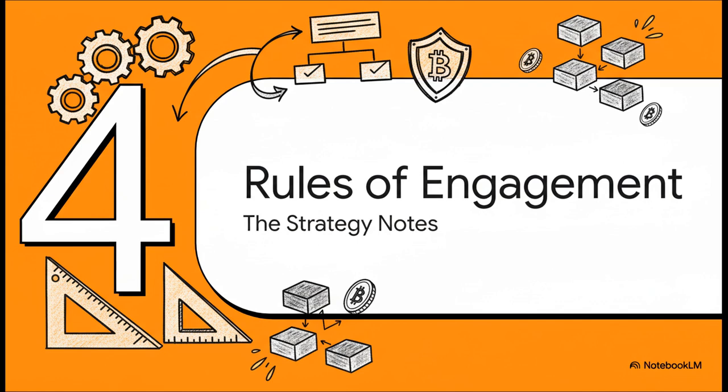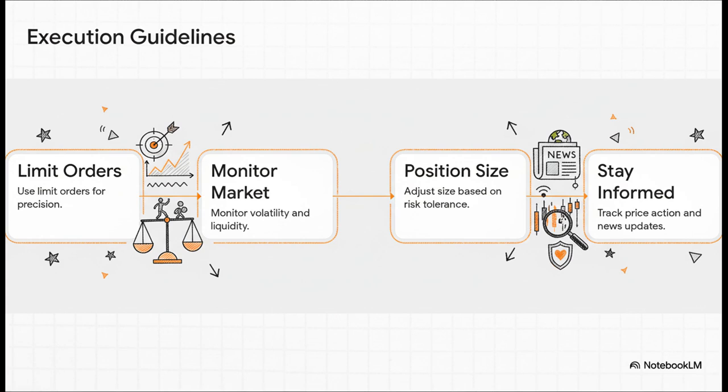In the source material, they call these the strategy notes, but I kind of like to think of them as the rules of engagement. And these 4 guidelines are absolutely crucial. First, use limit orders. That means you set the exact price you're willing to pay or sell at, so there are no nasty surprises. Second, you gotta monitor volatility and liquidity. Basically, is the market going crazy, and are there enough people trading for you to get your order filled? Third, and this is personal, adjust your position size based on what you're comfortable risking. And fourth, maybe the most important, always be watching the price and keeping an eye on the news.